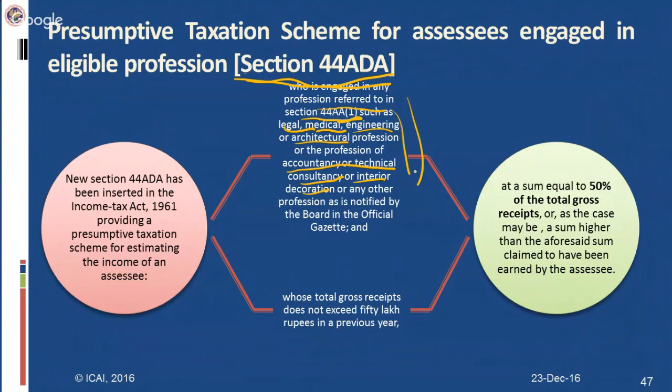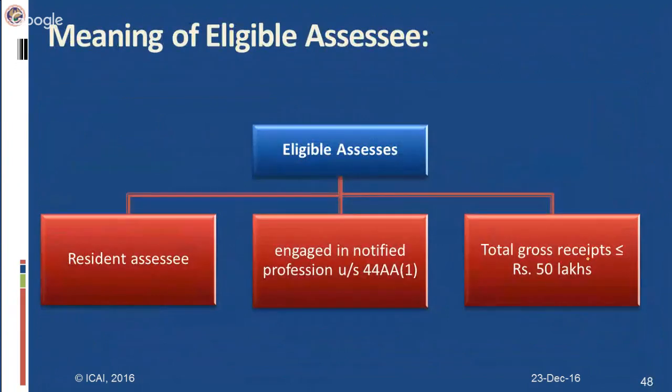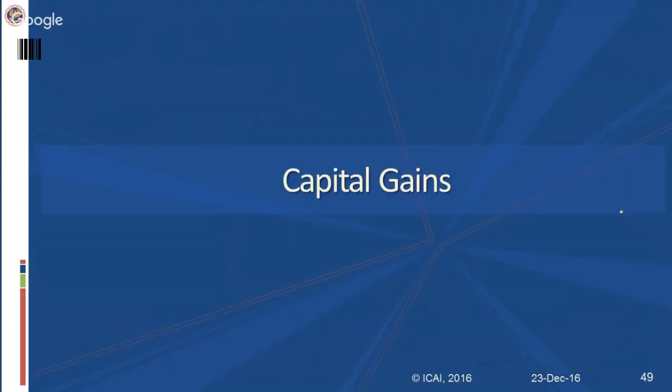These professions are eligible, provided another condition is that gross receipts should not exceed 50 lakh rupees. If your gross receipts exceed 50 lakh rupees, then even if you are a notified profession, you can't opt for presumptive taxation. Now, what would be the rate of presumptive tax? It's 50% of gross receipts or such higher sum as may be claimed to have been earned by the assessee. The eligible assessee has to be a resident, of course, engaged in a notified profession. Total gross receipts should be less than or equal to 50 lakhs.